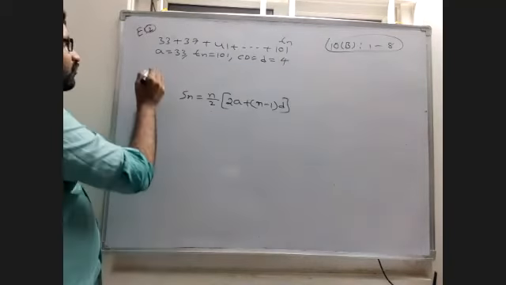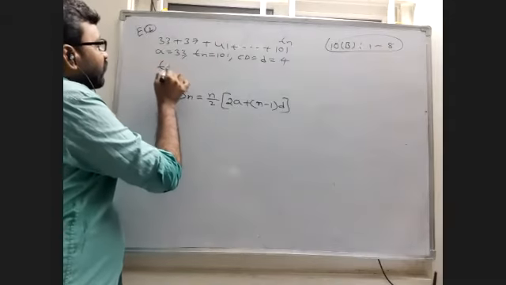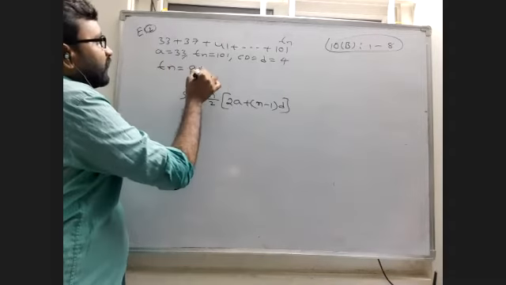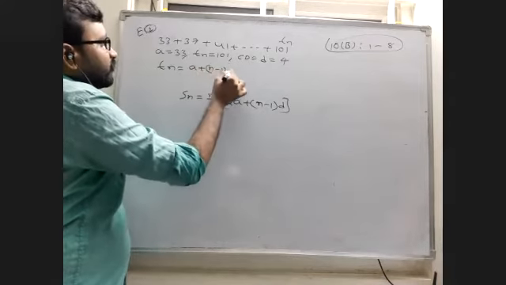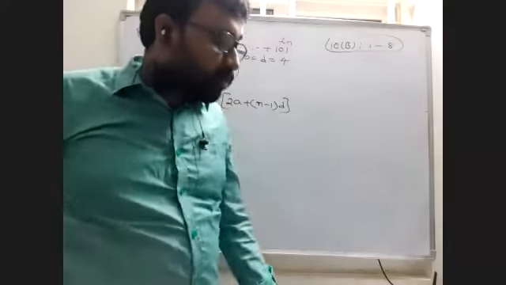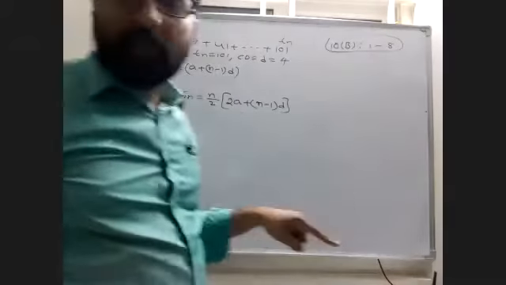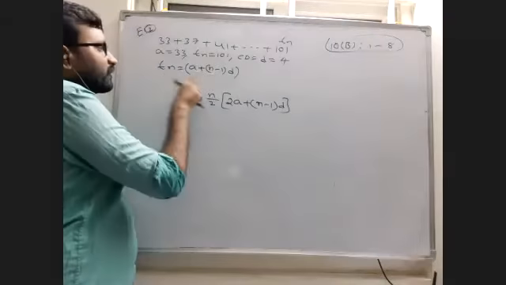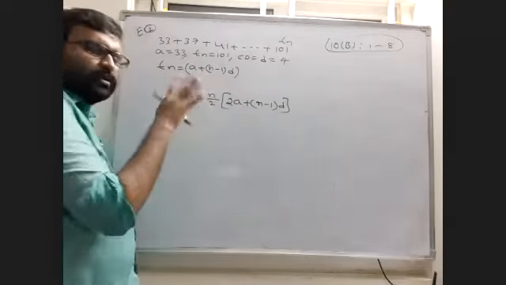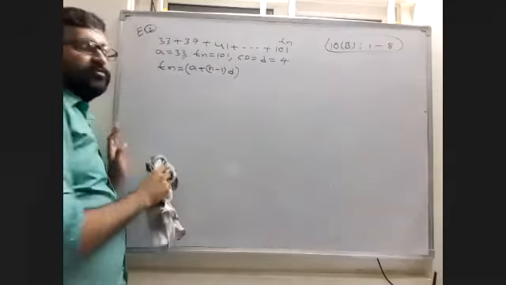Okay. Now, to find small n, we have the formula Tn is equal to a plus (n minus 1) into d. With this formula we have to find either small n or Tn, one of these two. This is the only formula, remember. Now I'm using this formula to find small n.